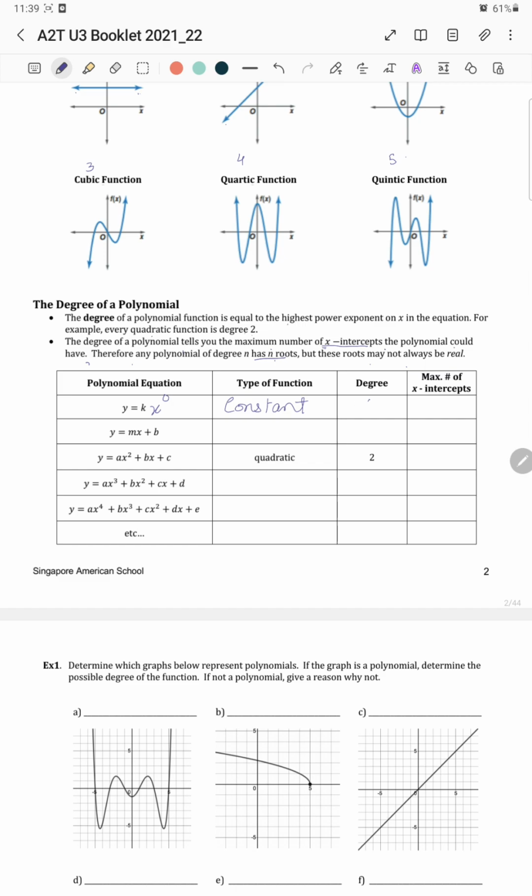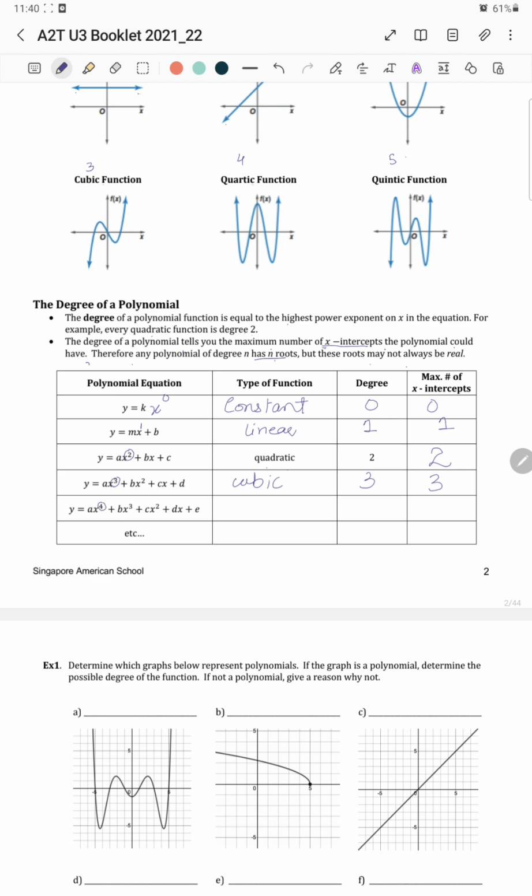The degree of this function is 0 and x-intercepts in this would be 0. Now here the power of x is 1. So the type of the function would be linear. Degree of the function would be 1 and the maximum number of x-intercepts would be 1. Okay, the degree of the function is 2. It is quadratic and the maximum number of x-intercepts would be 2. Degree of the function is 3. It is called cubic and maximum number of x-intercepts would be 3.